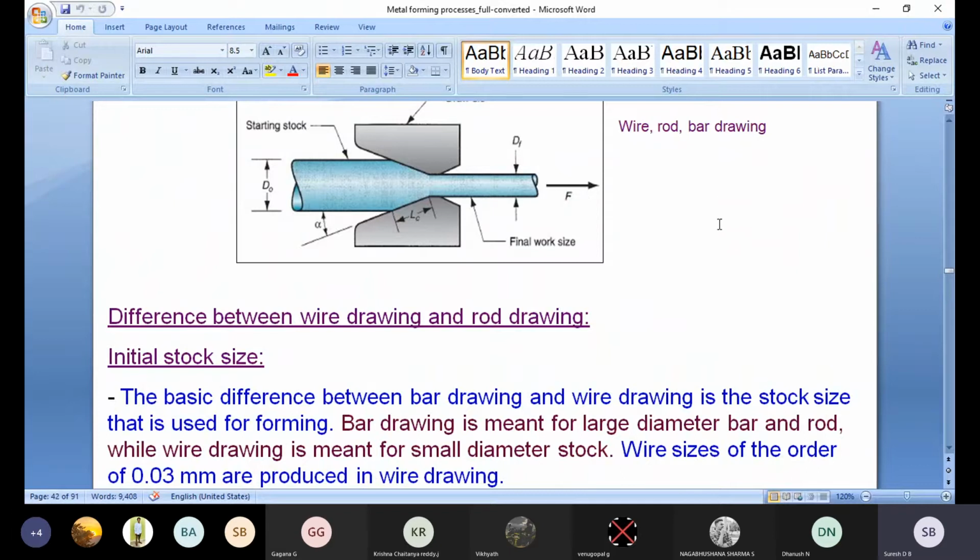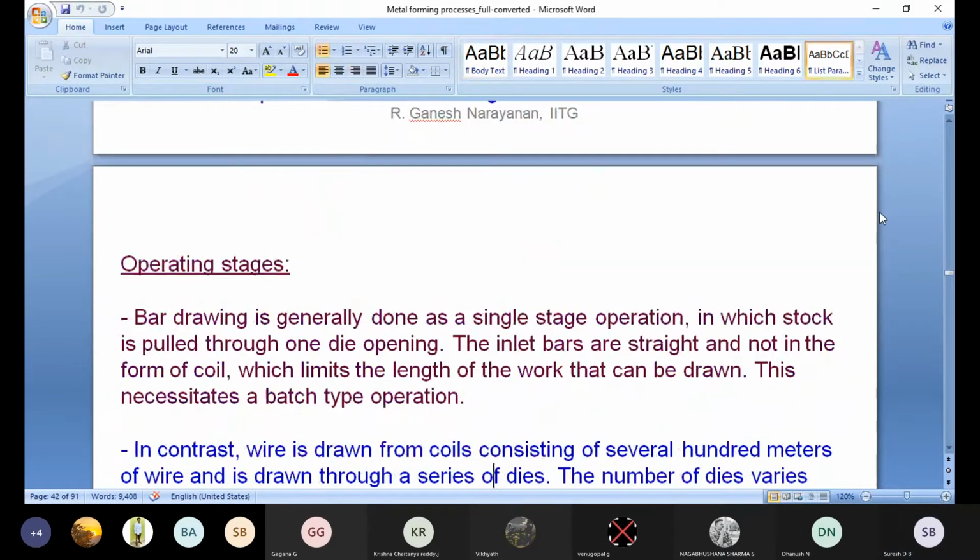Again you can use two more dies. The die gap is 10 mm. This 20 mm diameter rod is introduced in between the 10 mm gap of the dies. That one is converted to 10 mm. Like that you can serially mount all the dies in the wire drawing process.